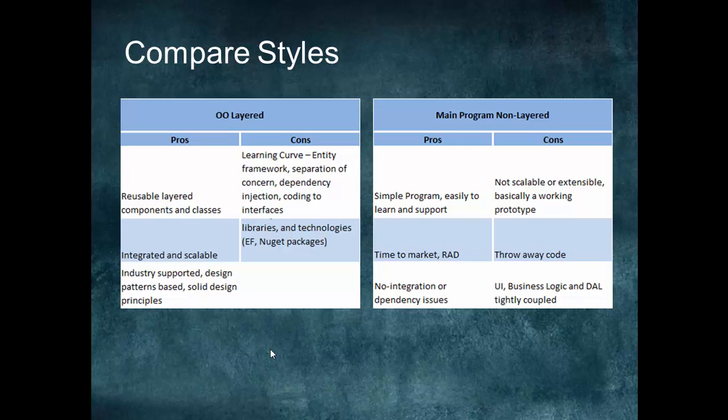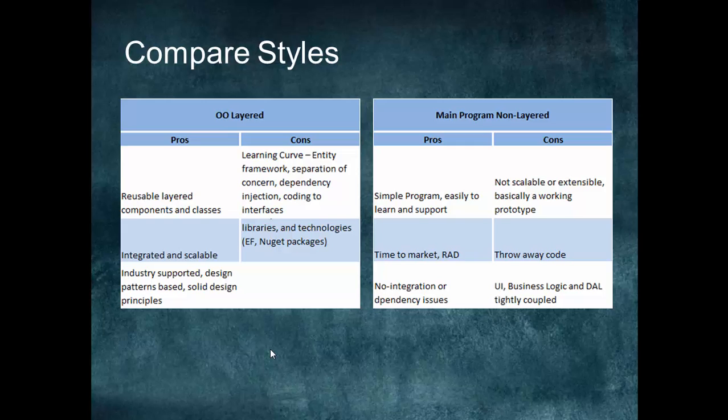The same can be said of the technologies involved. If you were to look at the number of libraries in the object-oriented layered style, it uses a technology called NuGet packages to go out and get the various things like the Entity Framework, the Unity for the dependency injection. So again, a better application, a more reliable one, but inherently more complex with a higher learning curve.